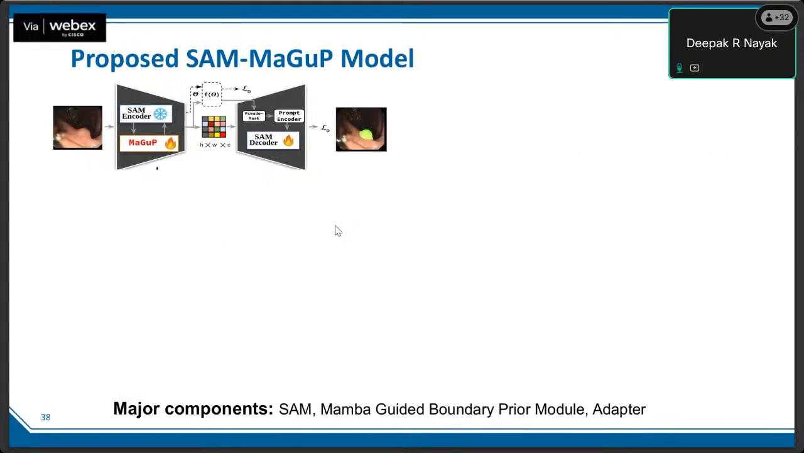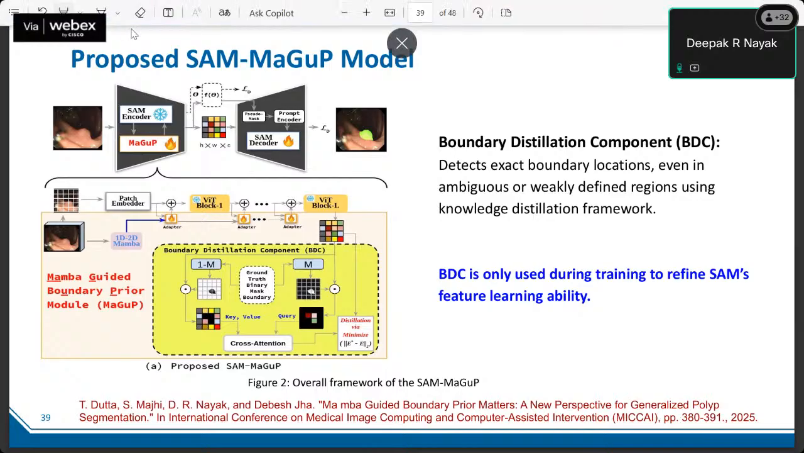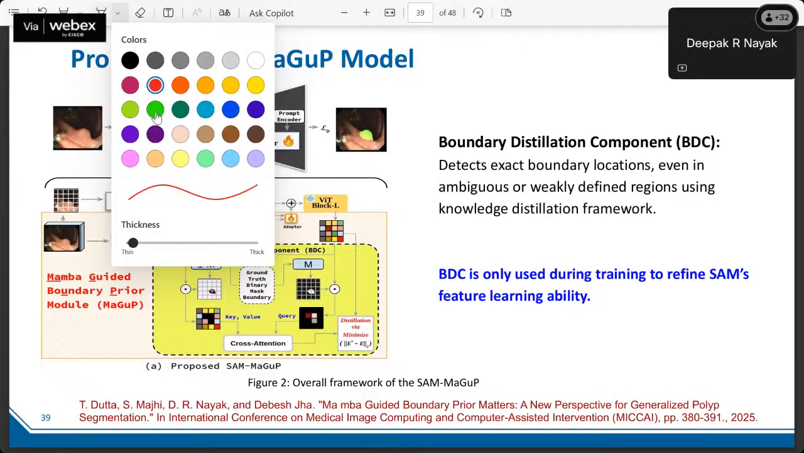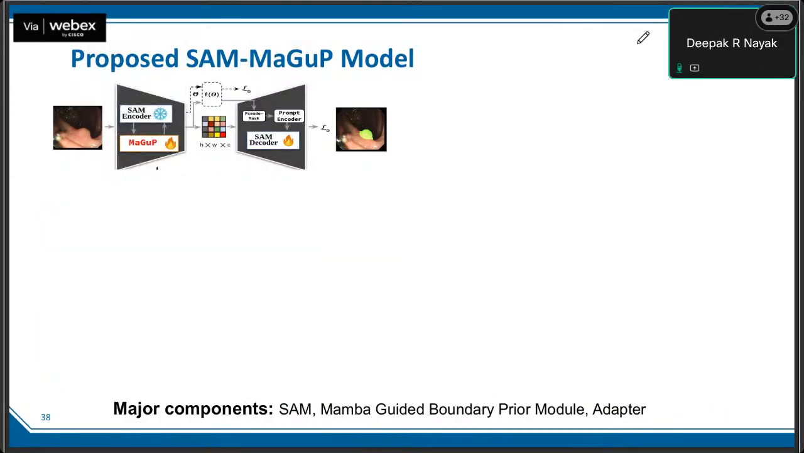So then, how did we handle the problem of weak boundary polyp segmentation? Just by introducing something called a Mamba guided boundary prior module. I'll show you what exactly it is. This was the overview of the architecture which we proposed, right? And you can see over here, there's a SAM encoder, there is, of course, a decoder here. We discussed all these parts earlier in the previous approach. And this is actually the main contribution here.